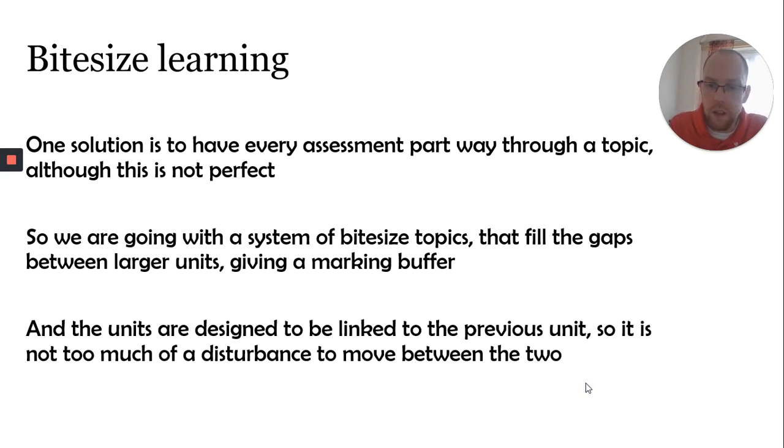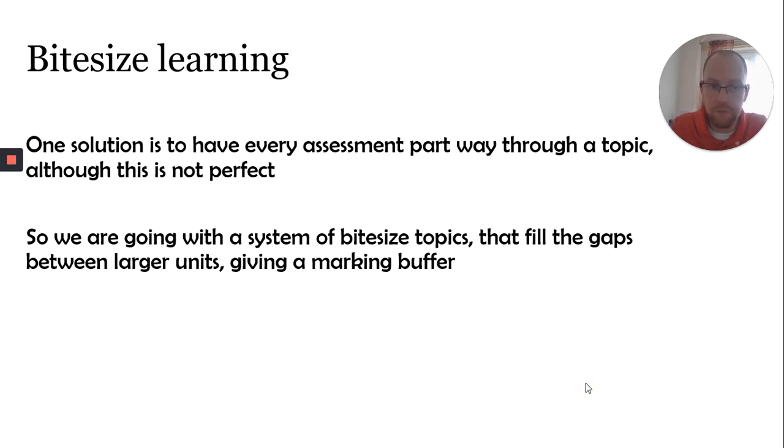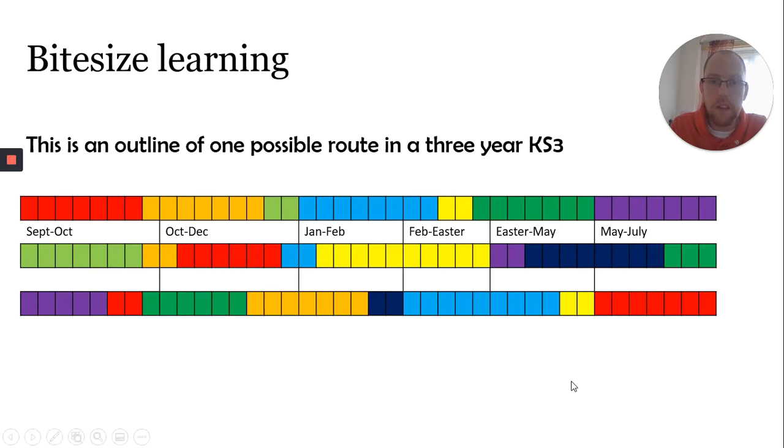So we're looking at bite-sized topics, filling the gap between larger units and giving us what we call a marking buffer to give us a chance to turn around the previous assessment. And these units are bridging units between something they've just done and something that is linked to a future topic. So there's a little bit of retrieval, a little bit of widening, linked to a range of other ideas. So this is a possible route.